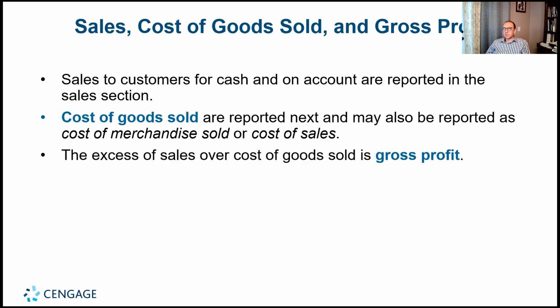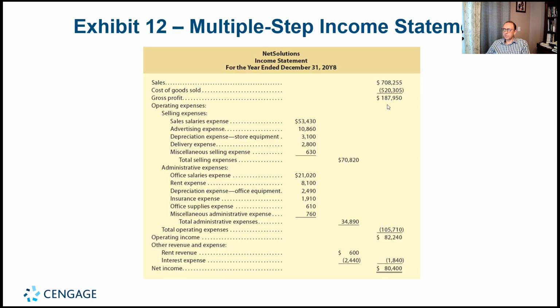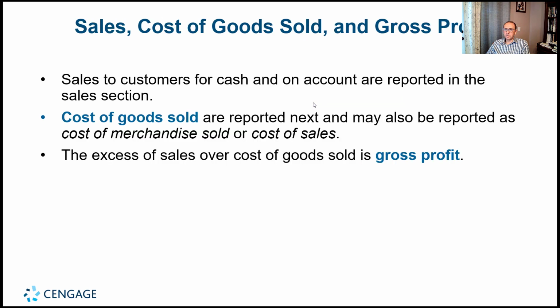So now let's talk about sales, cost of goods sold, and gross profit. Sales to customers for cash and on account are reported in the sales section. Cost of goods sold are reported next and may also be reported as a cost of merchandise sold or cost of sales. The excess of sales over cost of goods sold is gross profit. So this is the top part of the income statement here: sales minus cost of goods sold to get the gross profit.